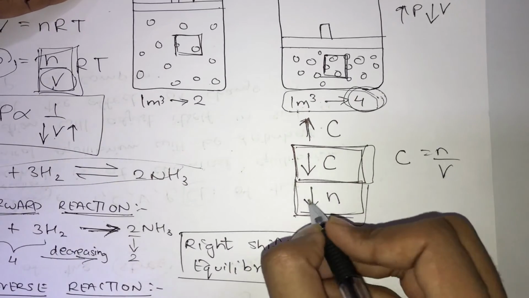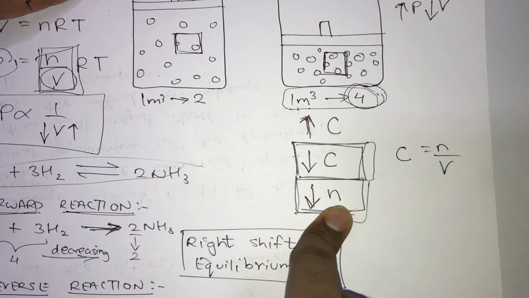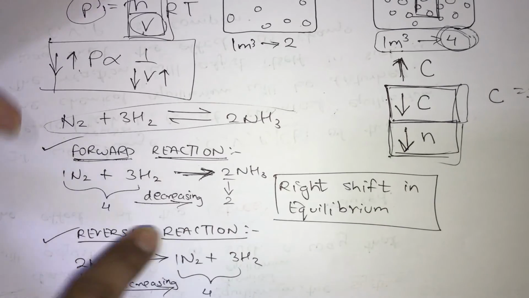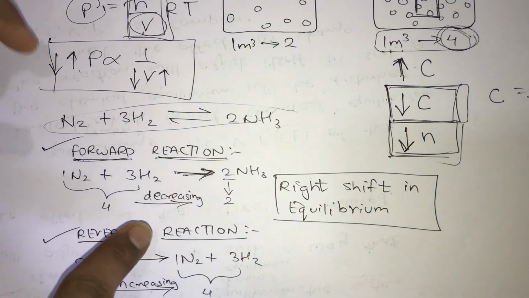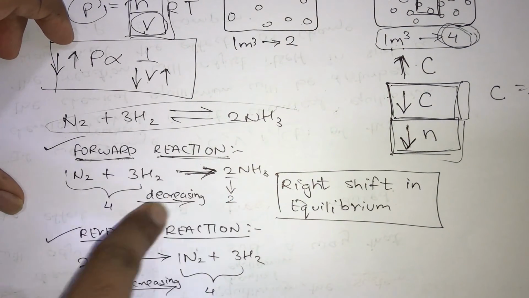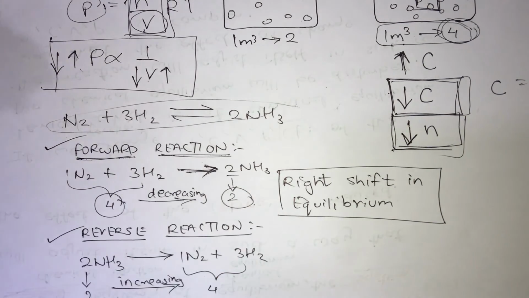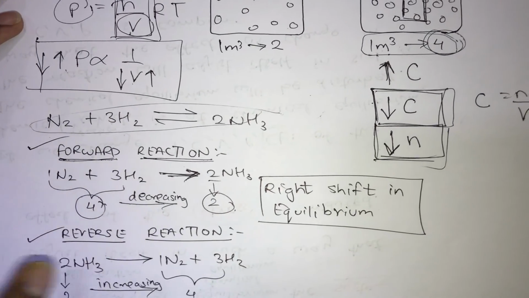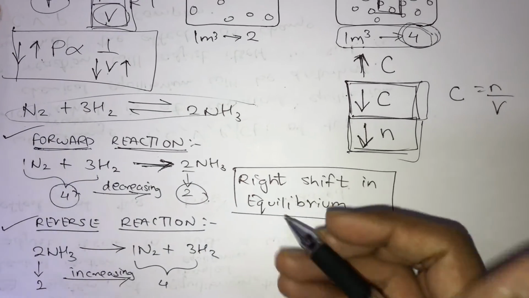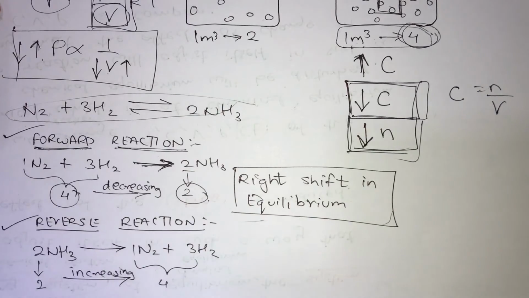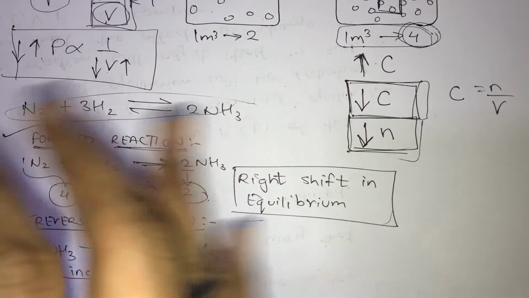And when it wants to decrease the number of moles, it is obvious it is going to support the forward reaction, because the forward reaction is already decreasing the number of moles by converting 4 moles of gas into 2 moles of gas. So here the forward reaction is going to dominate. Therefore the right shift in equilibrium is going to take place.